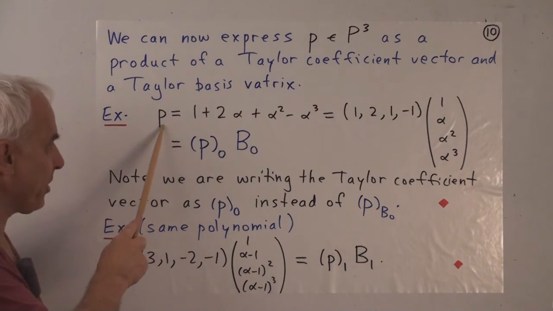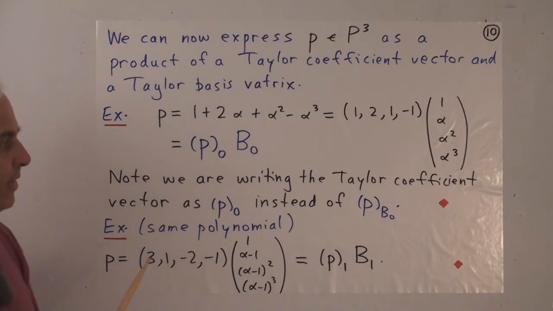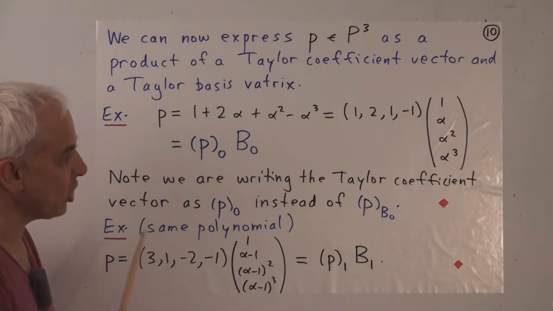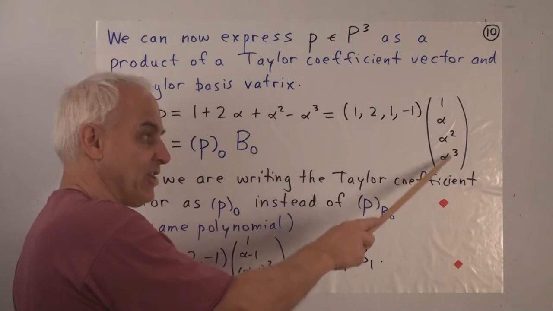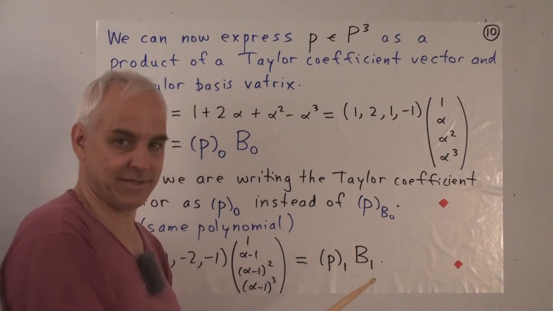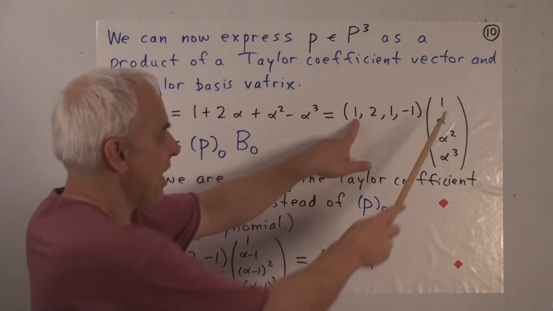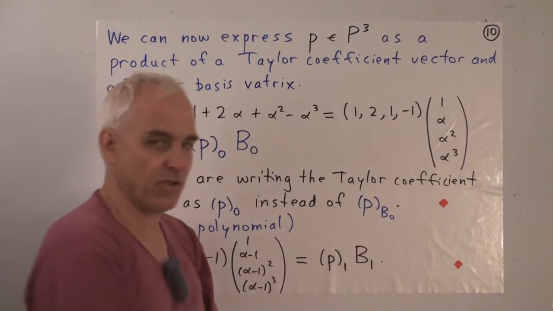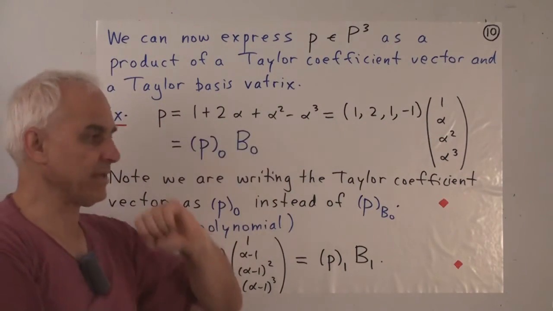So for example, the polynomial 1 plus 2 alpha plus alpha squared minus alpha cubed, which actually appeared in our last lecture on cubic splines, we can now write this polynomial as the product of a coefficient vector times a matrix, actually a Taylor basis, expressed as a matrix. This is 1 times 1 plus 2 times alpha plus 1 times alpha squared minus 1 times alpha cubed. That's a matrix kind of way of writing that linear combination.